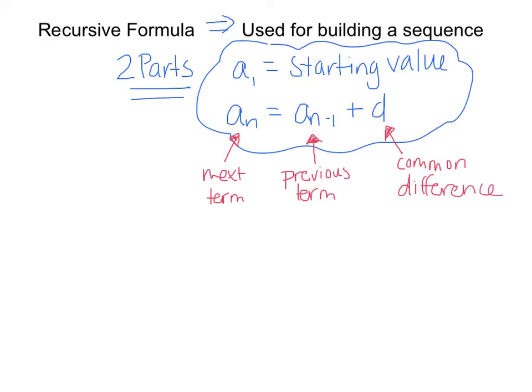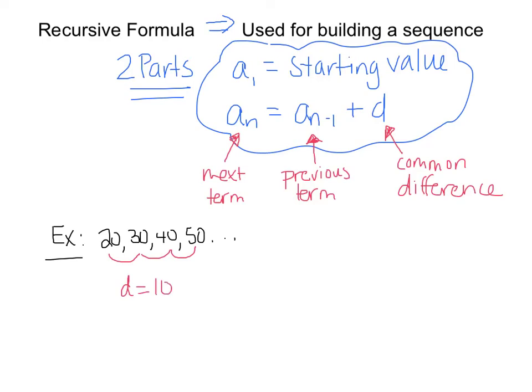Okay, so let's look at an example. Now, in this example, they're going to give you a sequence. So here's my sequence: 20, 30, 40, 50. And they want you to write the recursive formula. Okay, well, first off, you need to know what your d is. Going from one term to the next, I'm adding 10. So my common difference is 10.